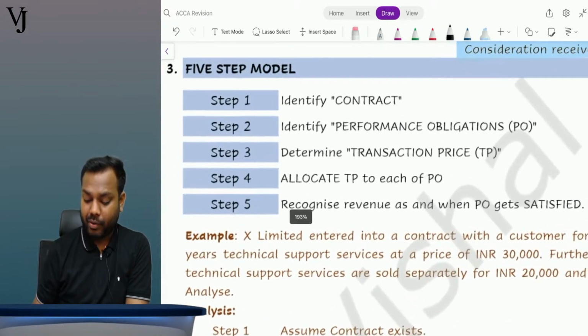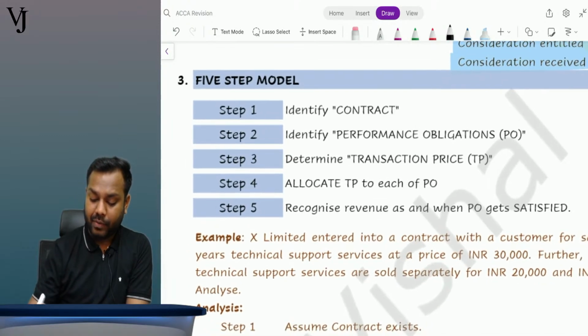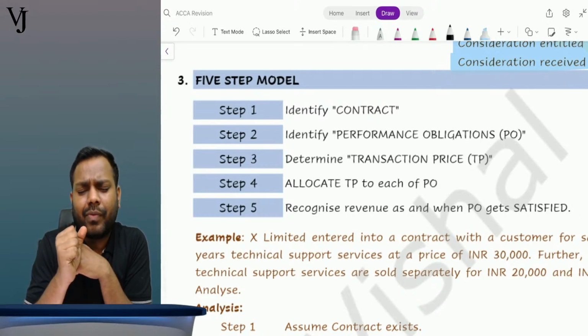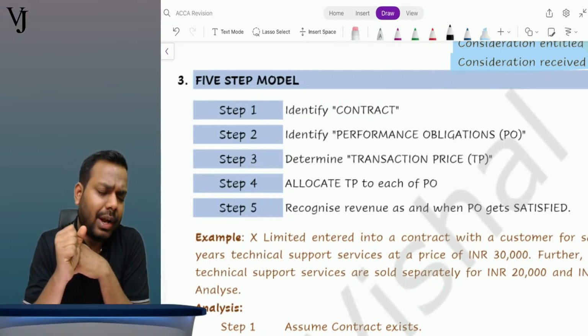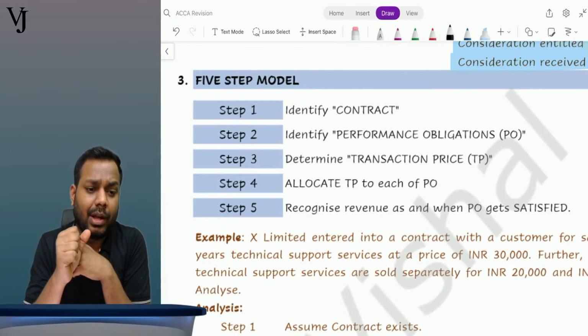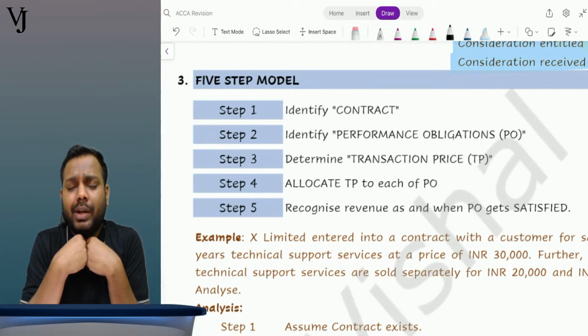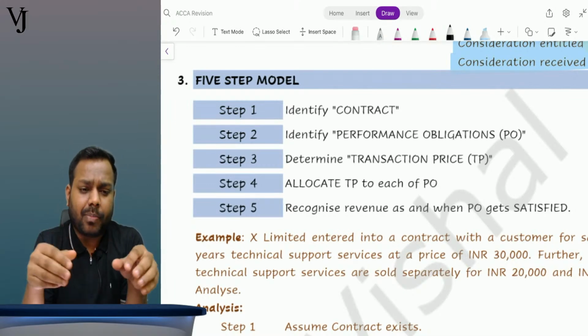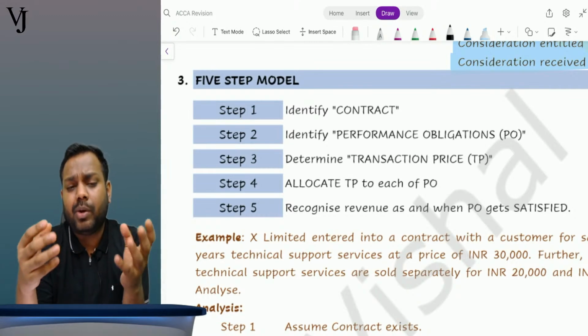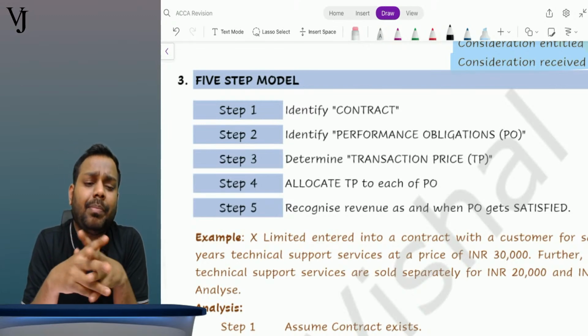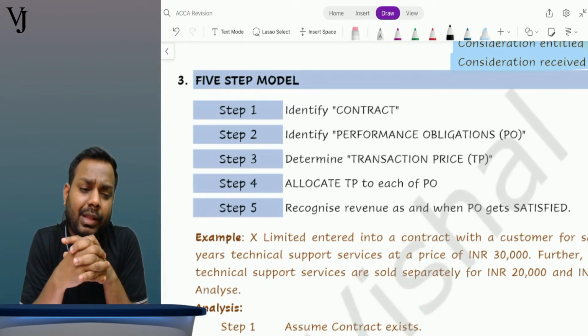So, first of all, I have to identify if the contract is there or not. Now, why am I identifying whether a contract is there or not? Understand, in the concept of accrual, I have to see that the promises which I have made as an entity to my customer, or the promises which the customer has made to me, we both are binding on that or not. Now, if there is no contract, we are not bound by anything.